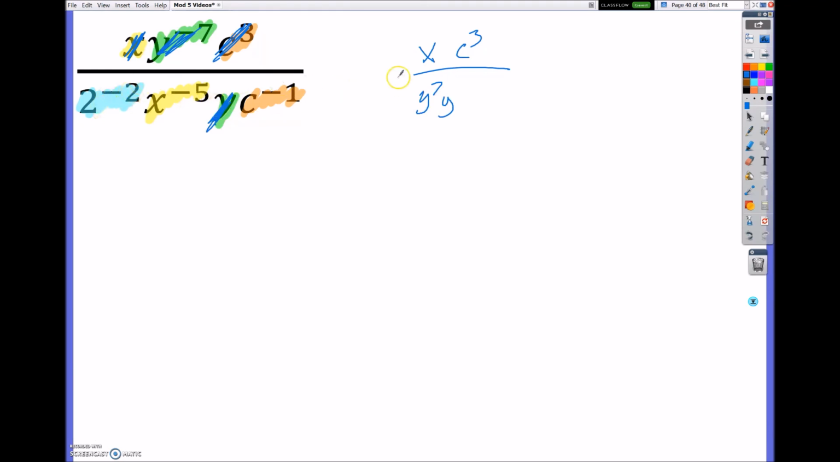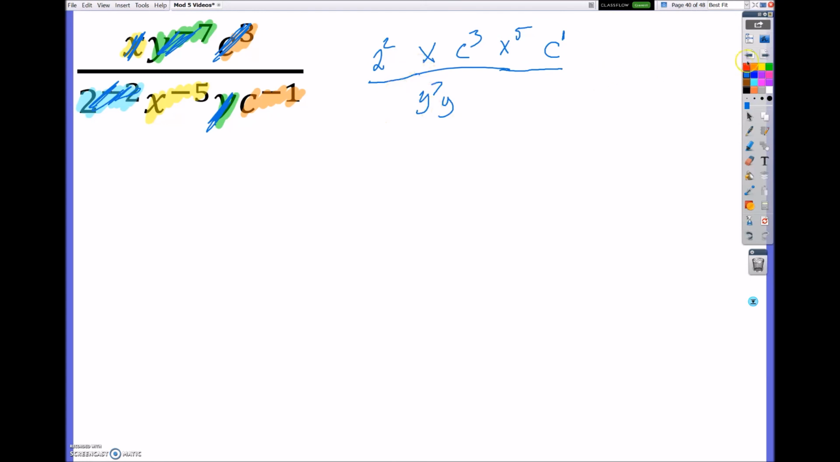I have 2 to the negative 2, which means it's on the denominator. I'm going to move it to the top. And then I have x to the negative 5th. That gets moved to the top. And I also have c to the negative 1st, which is just c. You could put the invisible 1 right there, but you don't need to.